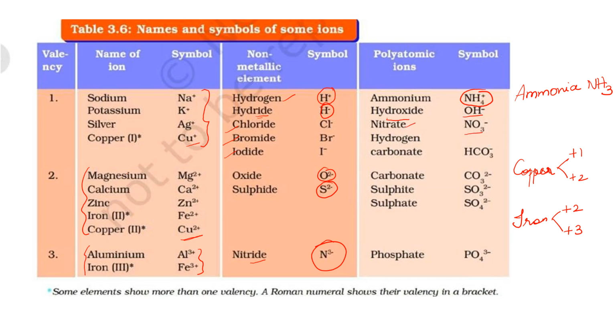Nitrate is NO3-. Hydrogen carbonate is also called bicarbonate. Bicarbonate is HCO3-. Carbonate is CO3 2-, sulfite is SO3 2-, sulfate is SO4 2-, and phosphate is PO4 3-. This tabular column is very important. Make sure you are familiar with the symbols and the charges. This will be helpful to write the formula.